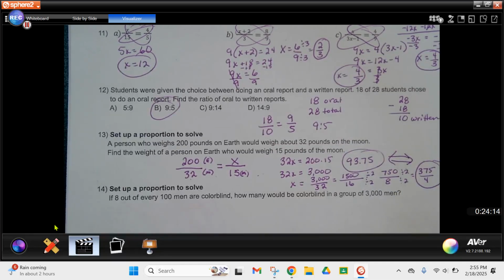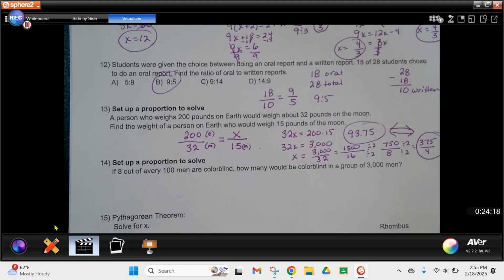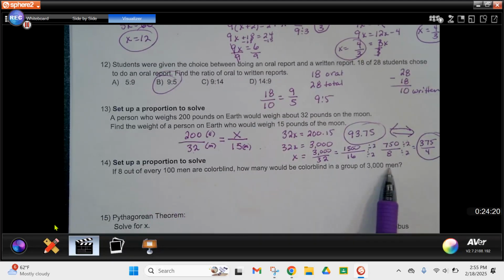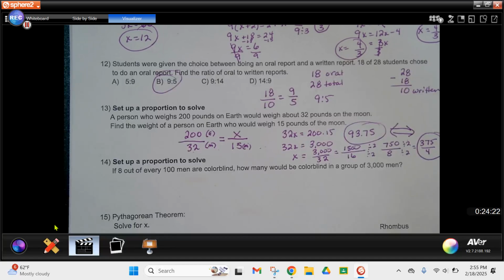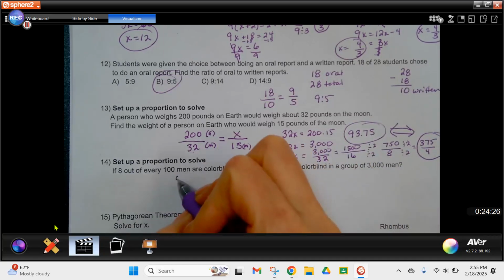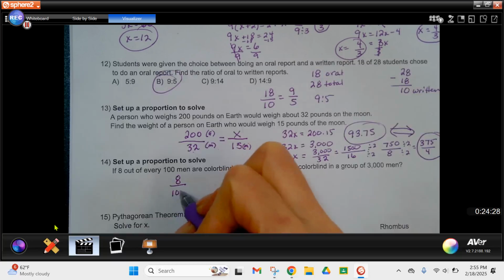All right, set up a proportion to solve. If 8 out of every 10 men are colorblind, how many would be colorblind in a group of 3,000 men? Okay, so remember, we're going to set up a proportion. We have 8 out of every 100.